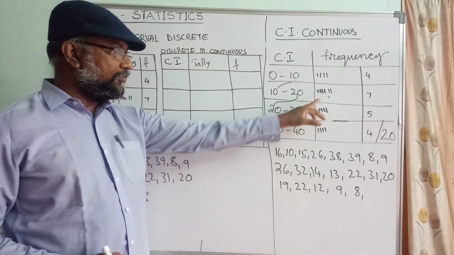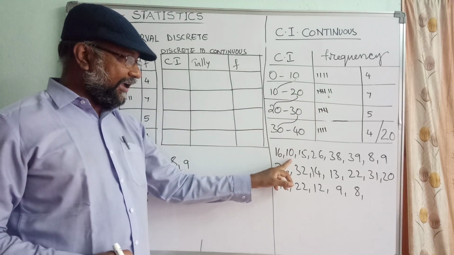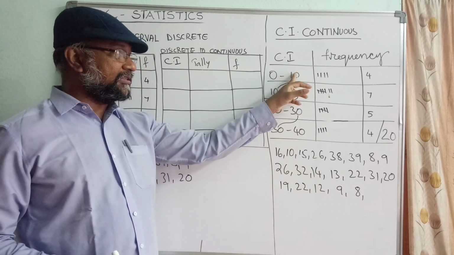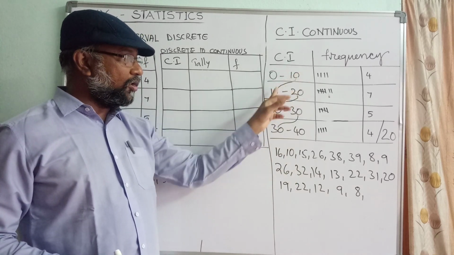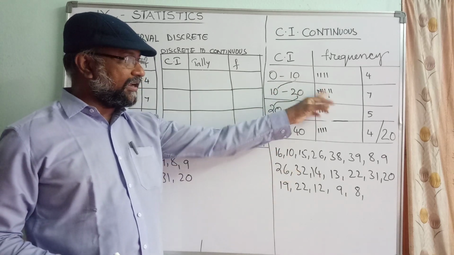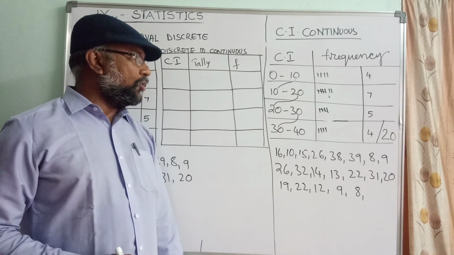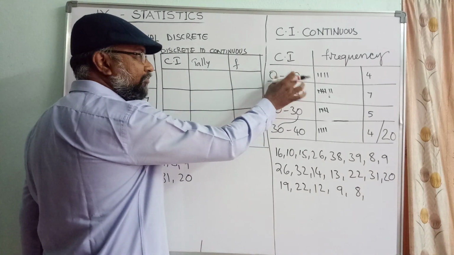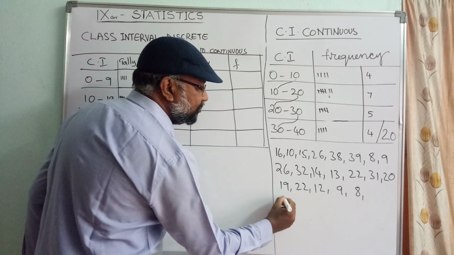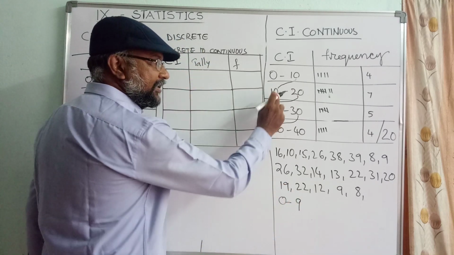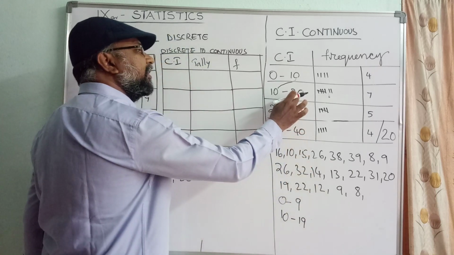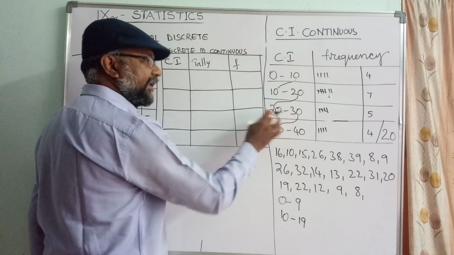Here 16 belongs to the second class. Where do you have to write 10? 10 is showing in two places, so where do we have to write it, here or here? Here we have to write 10 in the second class. You can take 0 to 9 only. Here you can take 10 to 19 only. When 20 comes, you have to write it in the next class.